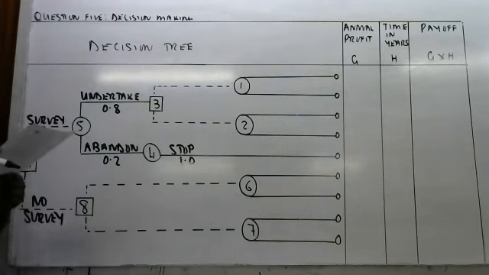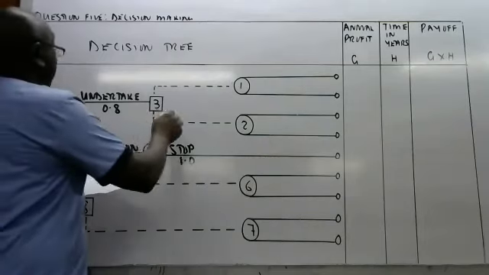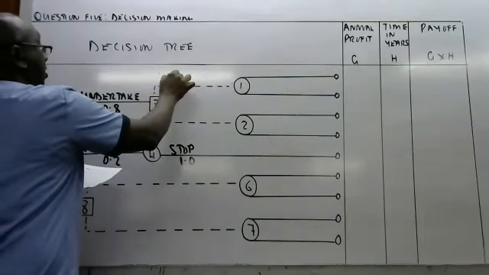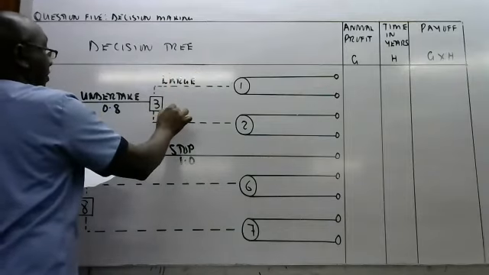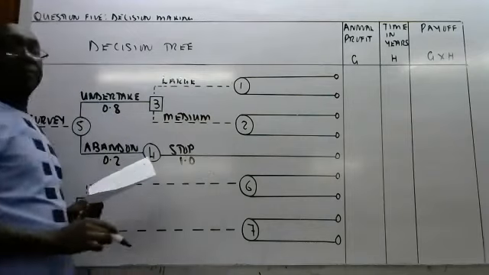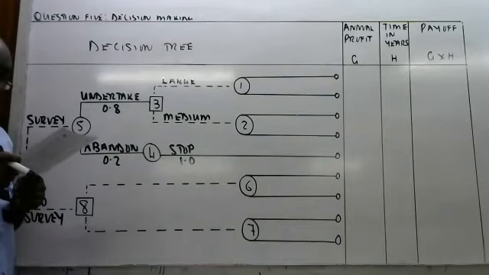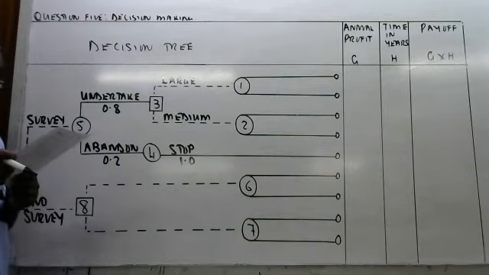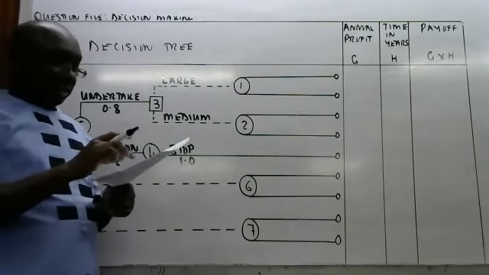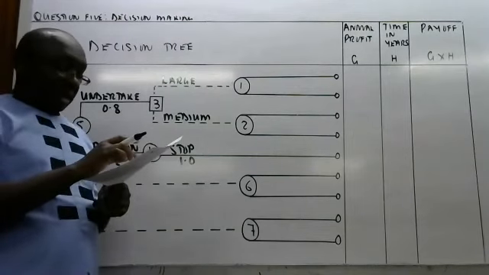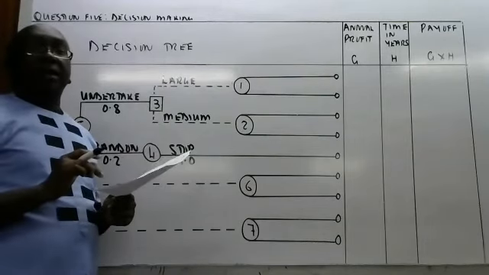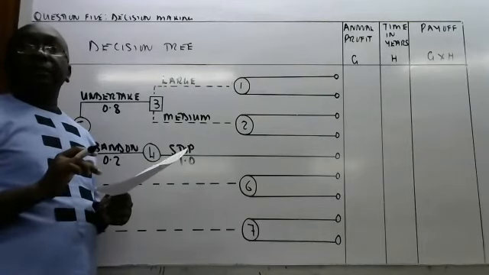But if you decide to undertake, we are told you can build either a large or a medium plant. The question says that the cost of building both plants and the estimated resultant profitability will not have changed substantially by the time of completion of the survey. The meaning of that is that the data we had been given earlier as options A and B will still apply.